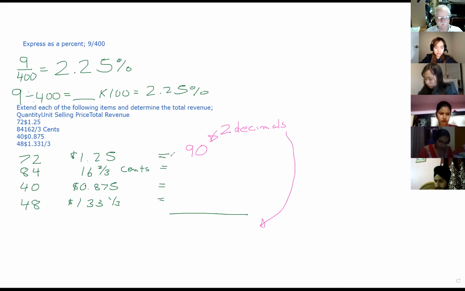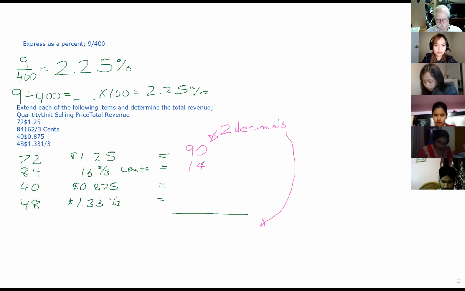What about 84 times 16 2/3 cents? So I'm going to have to go 2 divided by 3 plus 16. And then I want this to be cents, so divided by 100 and then times 84. And several people were way ahead of me. This is going to be $14.